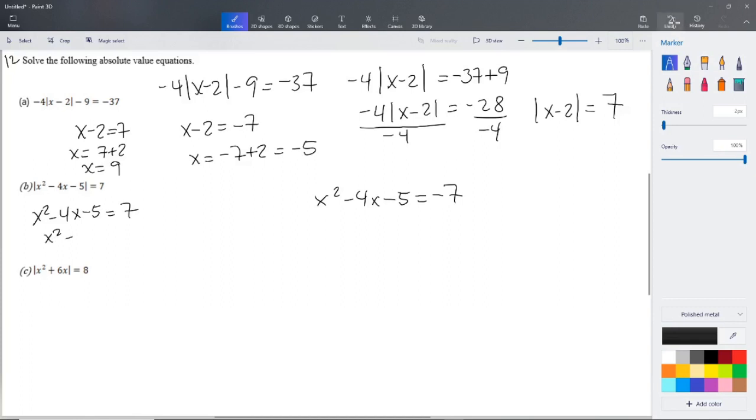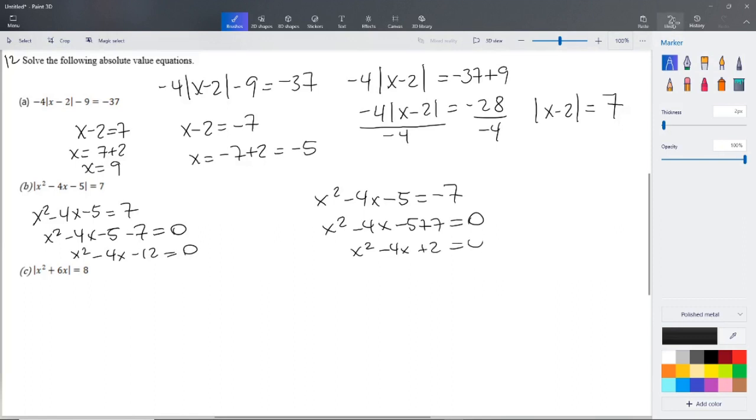So x squared minus 4x minus 5 minus 7 equals 0. x squared minus 4x minus 5 plus 7 equals 0. Okay, on this one we're going to have x squared minus 4x minus 12 equals 0. Over here we're going to have x squared minus 4x plus 2 equals 0. All right, the good news is the one on the left is factorable, but the one on the right is not. We're going to have to do the quadratic formula on this one. So let's factor the one that we can factor here.